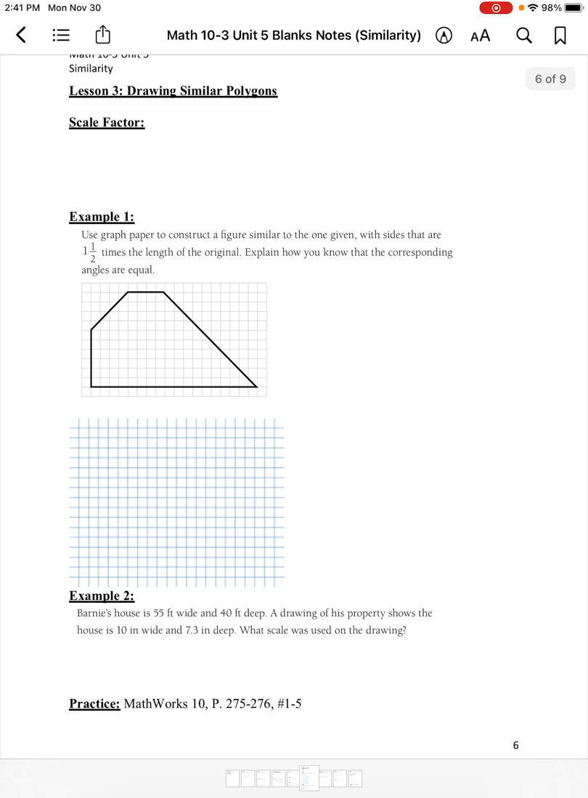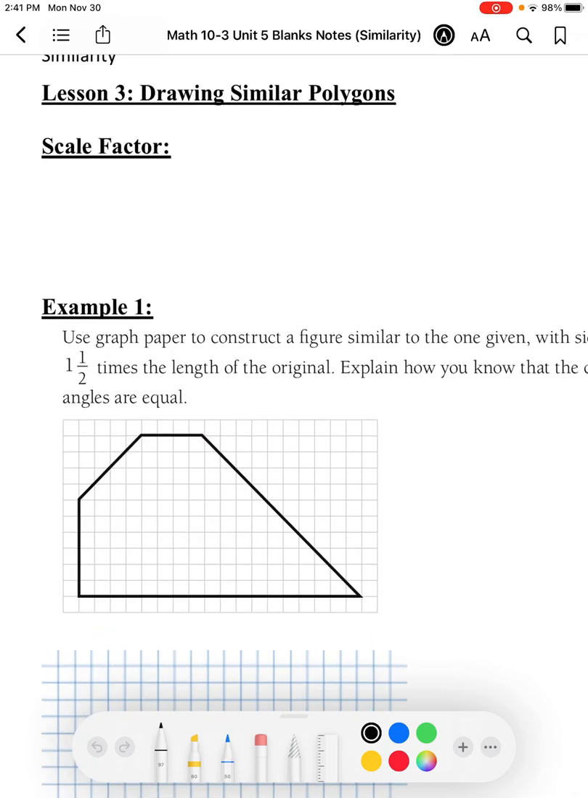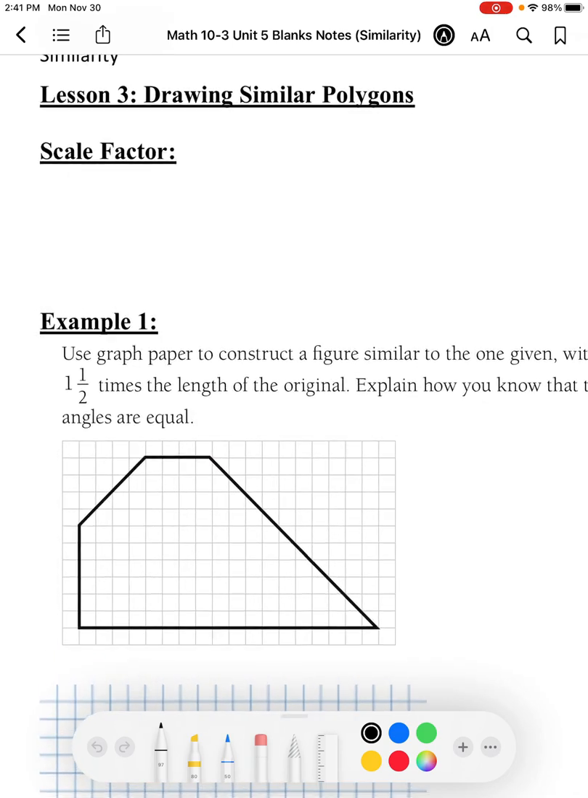Today, what I'd like to talk about is scale factor. A scale factor is essentially when we have a figure and we want to increase the size or decrease the size. We want to scale it up or we want to scale it down. The scale factor is the amount that we would multiply each side by of the original to produce a similar figure.